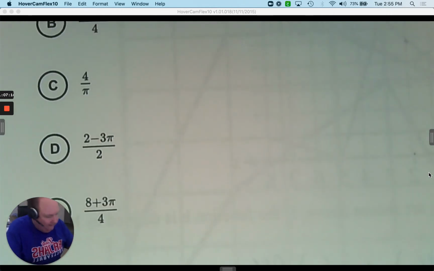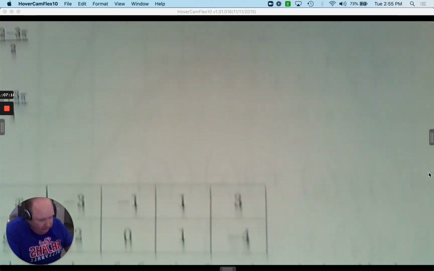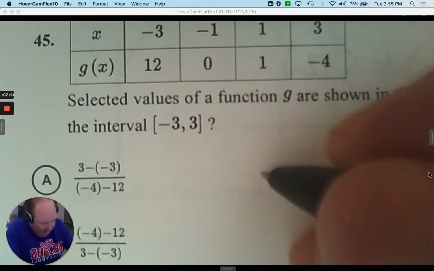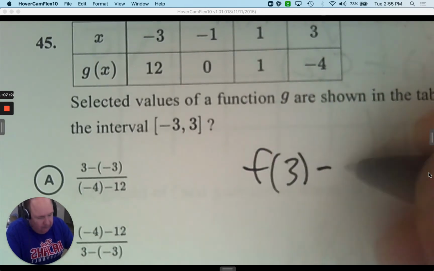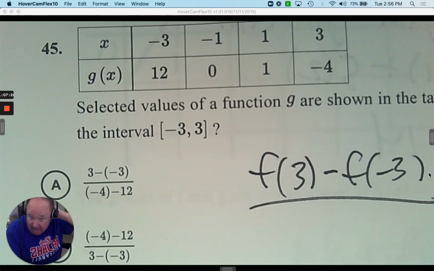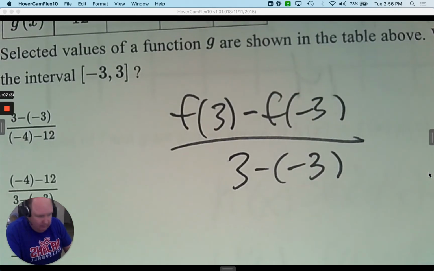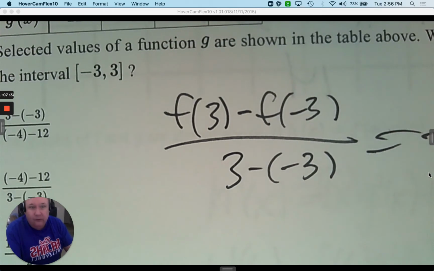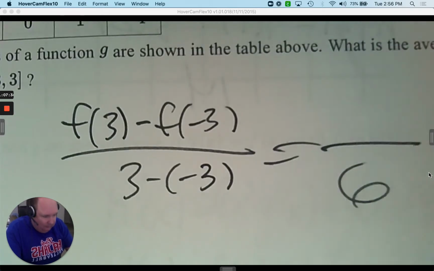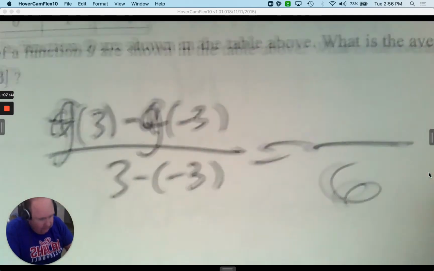Again, we're given a table. The average rate of change of g from -3 to +3. How do we set up? It's g at 3 subtract g at -3, and then in the denominator would be 3 subtract -3. So there's the setup. So the denominator is 6. Looking off the table, it's g at 3, g at -3.